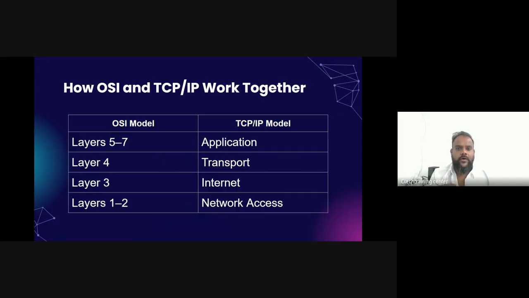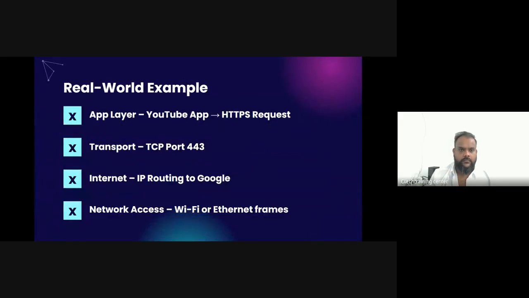The OSI and TCP/IP models explain similar concepts using different levels of detail. OSI breaks it into 7 layers for learning. TCP/IP simplifies it into 4 for real-world usage. A real-world example: the application layer is the YouTube app, which makes an HTTPS request. Transport is TCP port 443. Internet is IP routing to Google. Network access is Wi-Fi or Ethernet frames.